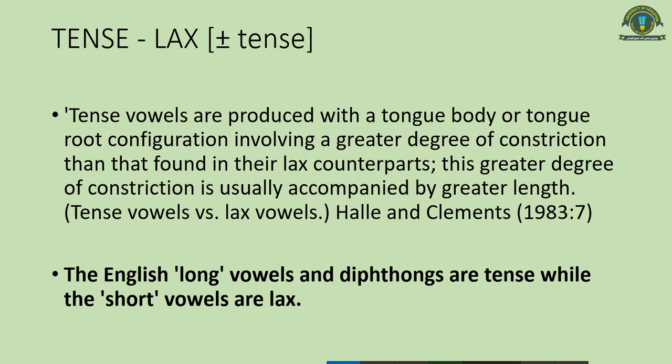When you pronounce the short vowels like E, A and A, these are lax vowels. There is a, you can say, wide passage for the air to escape, and when you are making the long vowels, there is normally a constricted air passage. A constriction is generally there. So you can just remember this, that long vowels and diphthongs are tense vowels, while short vowels are lax vowels.